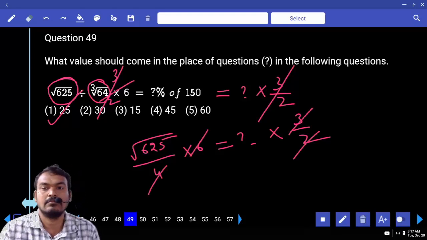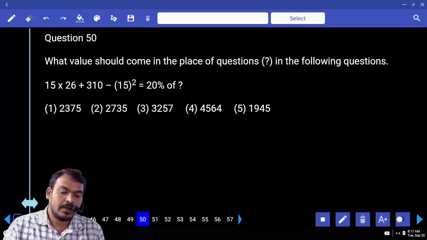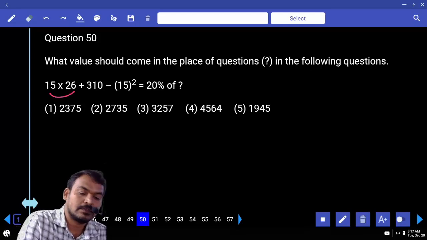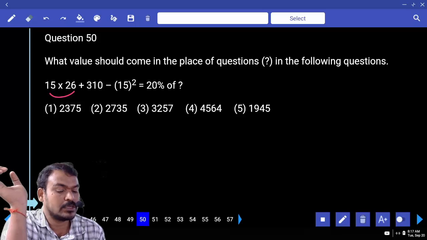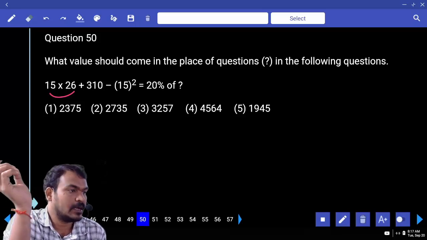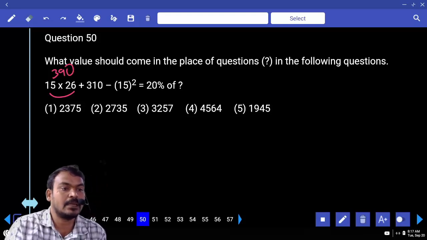Cancel or not? Next question number 50. First priority, 15 into 26, or not? 15 into 26 is nothing but 10 times plus 5 times. What is the 10 times? 260. 5 times is 130. Total it is 390. 390 plus 310.